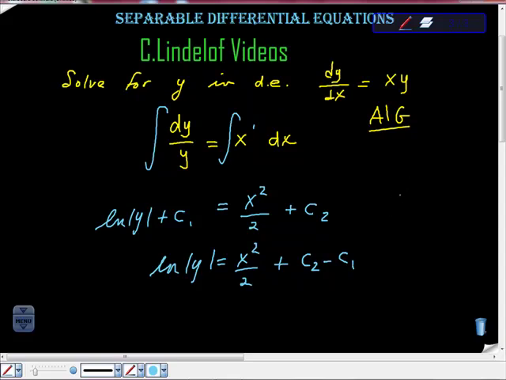And if you don't mind, can we just agree that C2 minus C1 is equal to C? Why? Because it's still a constant value. So all I did was move the constant to one side. So I'm just going to call this C, if you don't mind.